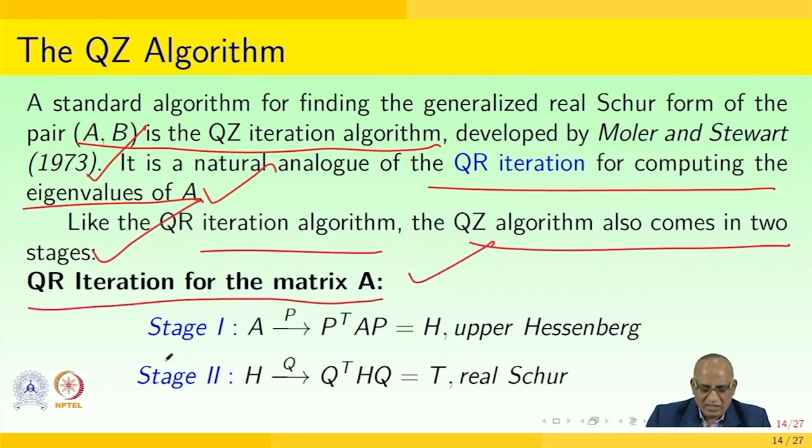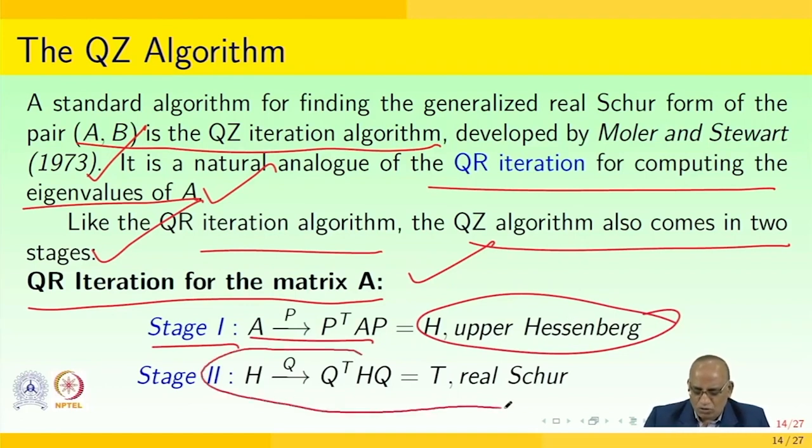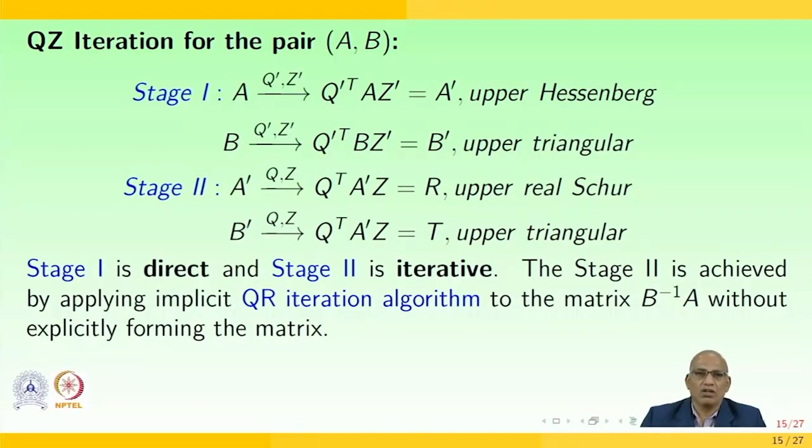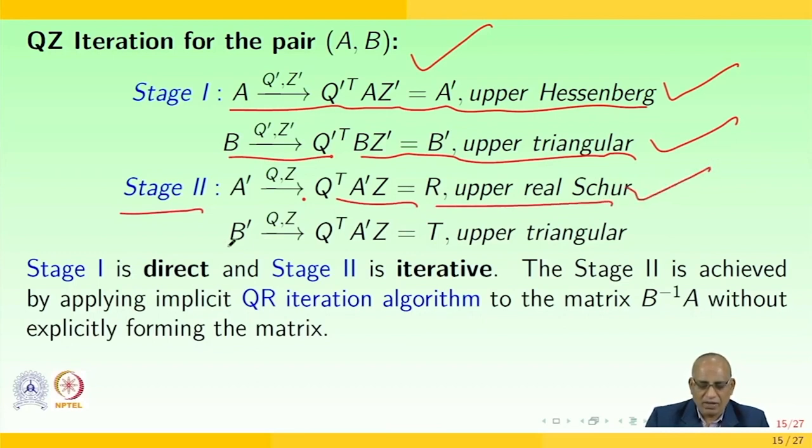QR iteration for the matrix A: stage 1, that is A to P transpose A P, which is called the upper Hessenberg matrix. And stage 2, that is Q transpose H Q, which is the real Schur matrix. QZ iteration for the pair A, B: in stage 1, A is transformed to Q transpose A Z, which is A prime, an upper Hessenberg matrix, and B becomes Q transpose B Z, which is B prime, an upper triangular matrix. In stage 2, A prime becomes Q transpose A prime Z, which is R, an upper real Schur matrix, and B prime becomes Q transpose B prime Z, which is T, an upper triangular matrix.